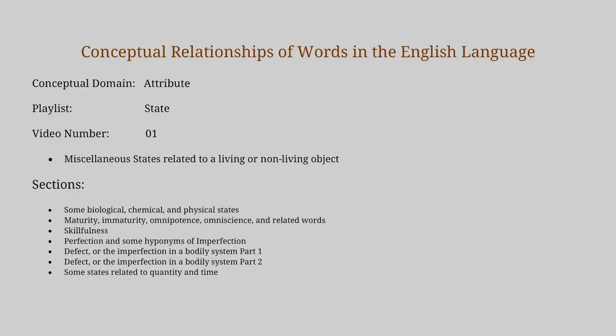In this episode, we will explore some miscellaneous states related to a living or non-living object. This video is part of the playlist attribute state. Attribute state playlist is one of two playlists devoted to the conceptual domain attribute. Attributes are linguistic elements that serve as modifiers to provide descriptive information about another word. They convey qualities, characteristics, or properties associated with the entities they modify, enriching the meaning and context of the expression.